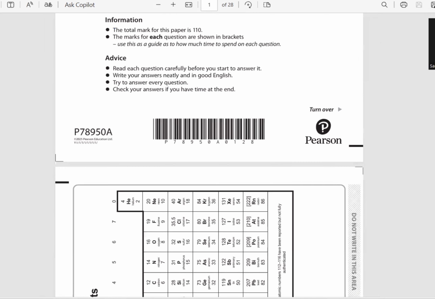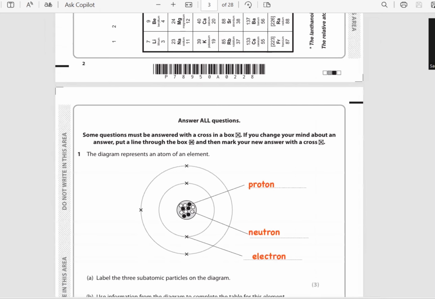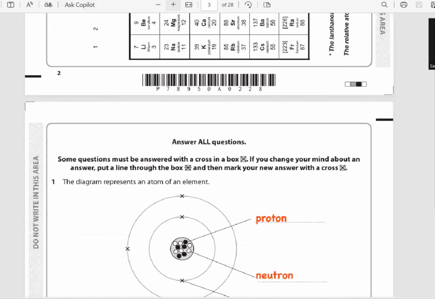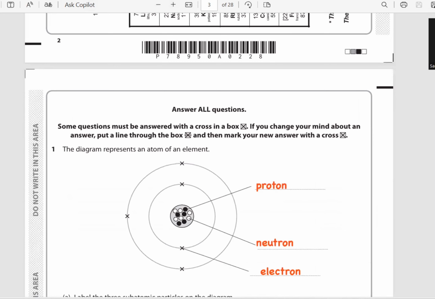So let's see the answer. As I explained to you, protons are the black ones, neutrons are the white ones, and electrons are the cross ones, which are in the outer shell.